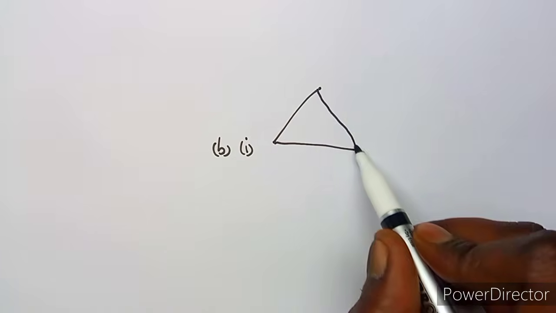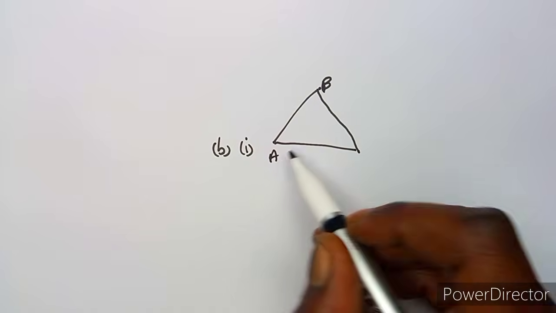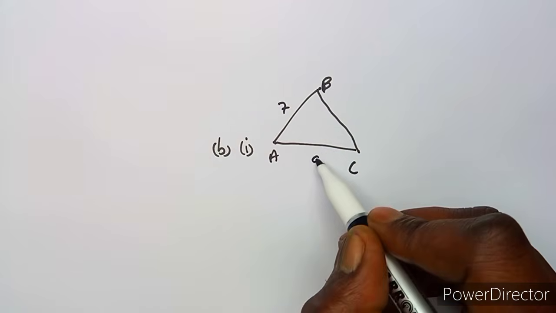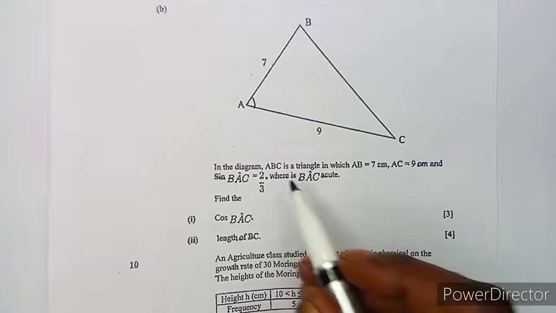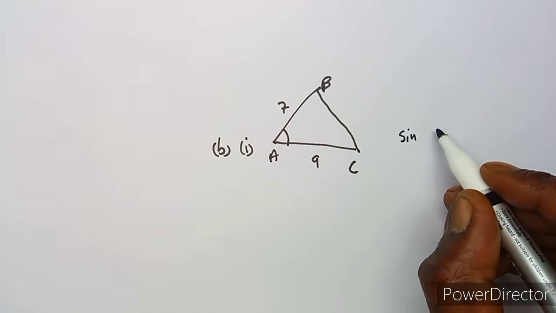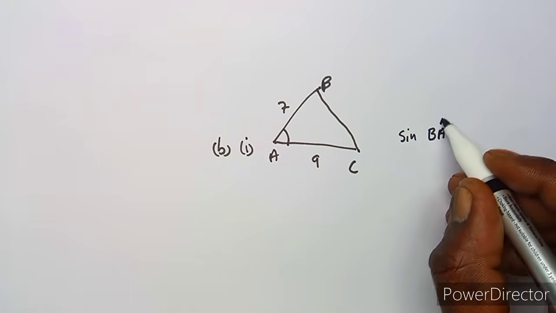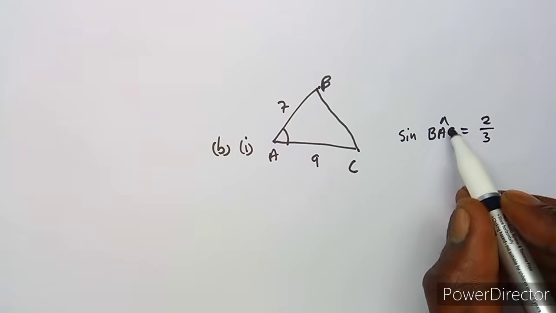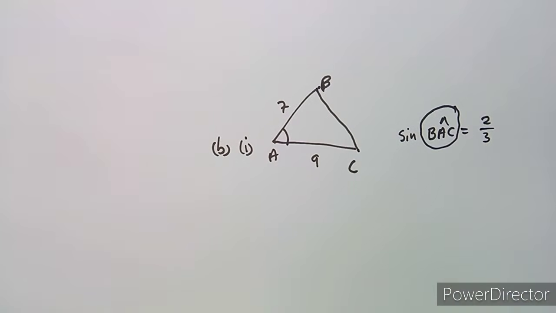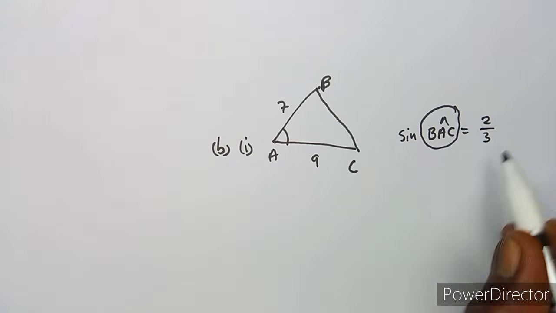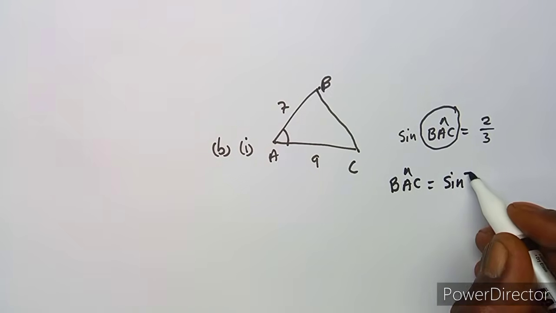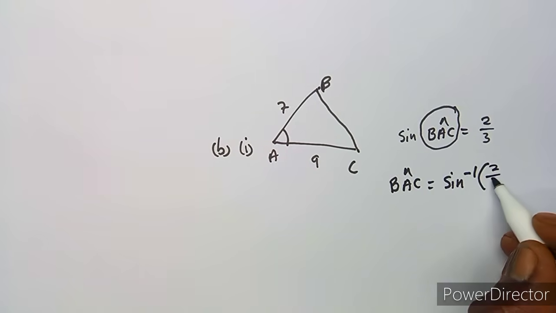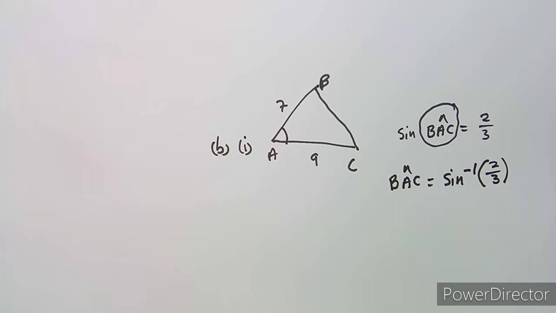We just know that there is our B, there is our A, there is our C, in this case 7, 9. This is BAC. We do not know this angle, but we are given that sine BAC is 2/3. So we must obtain an angle from this. Sine BAC is equivalent to 2/3. So how do I obtain angle BAC? Remember, how do you move sine from one side to the other side? You're going to write this as arc sine. So BAC is equal to arc sine, which is shift sine on your calculator, 2/3.